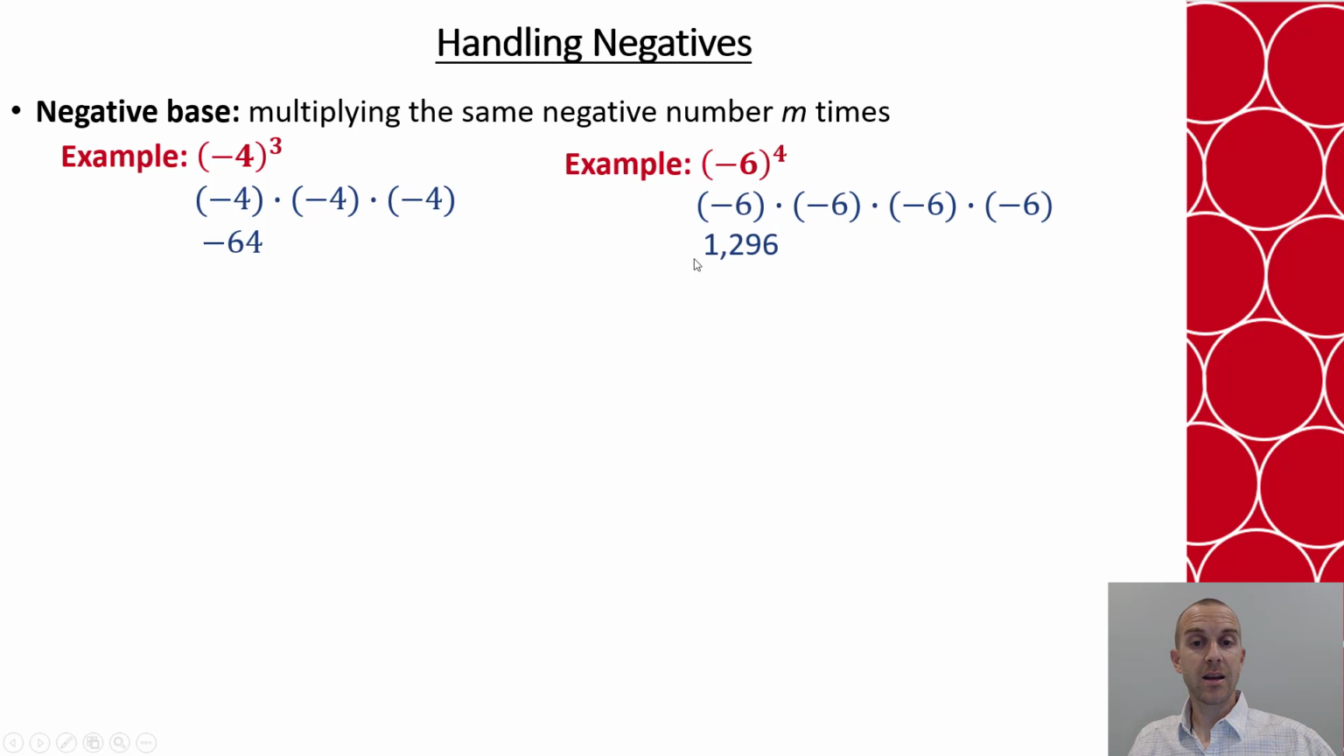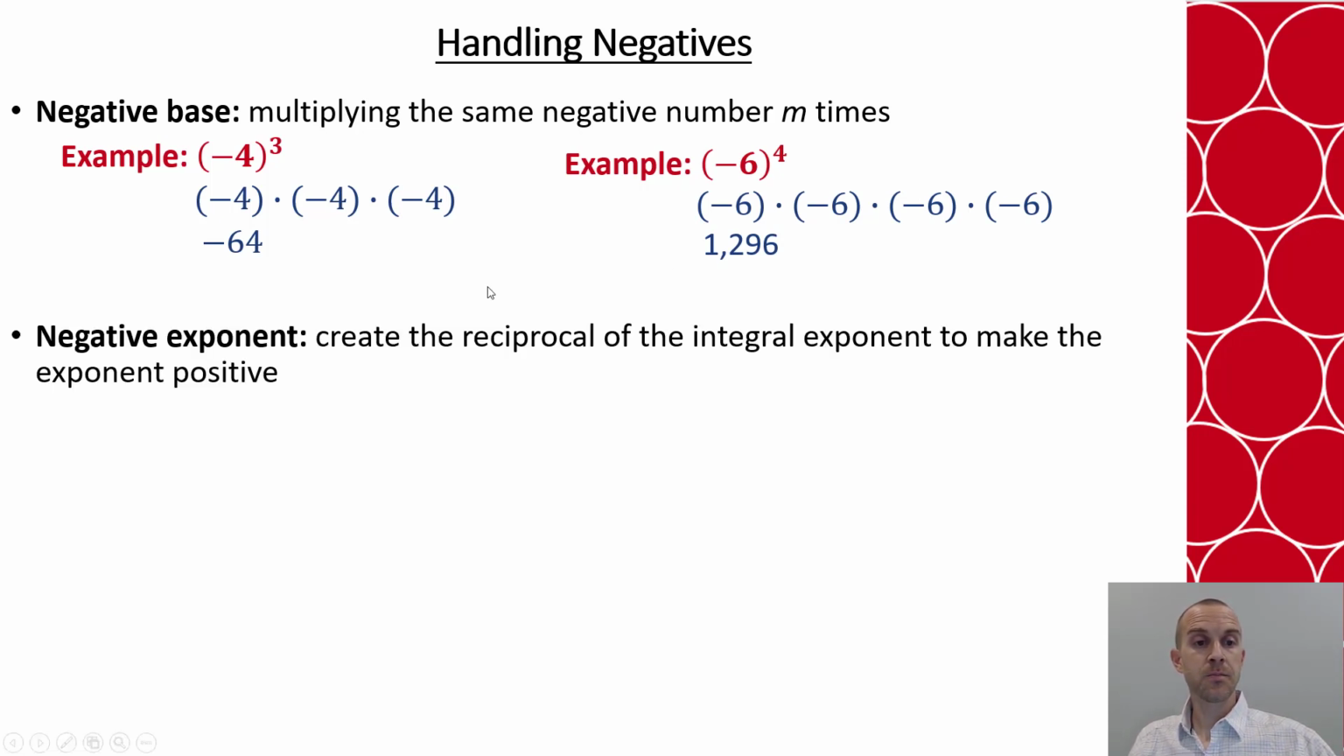And when I do all that, I'll get a positive 1,296. Now what if my exponent is negative? This requires the creation of the reciprocal of the integral exponent to make that exponent become positive. It doesn't change the base, but it makes the reciprocal. So if you remember that word reciprocal, we're talking about fractions.